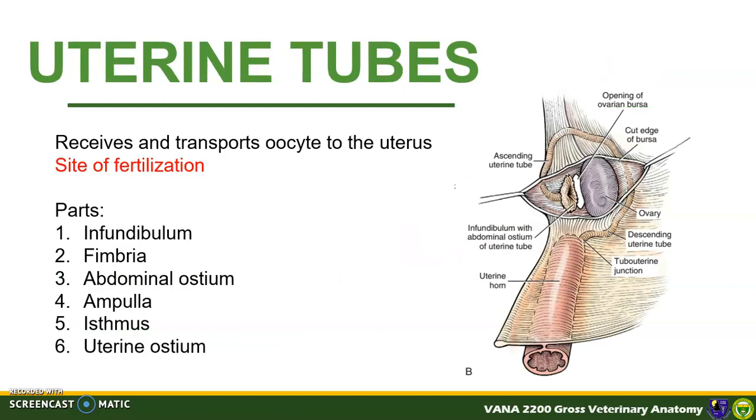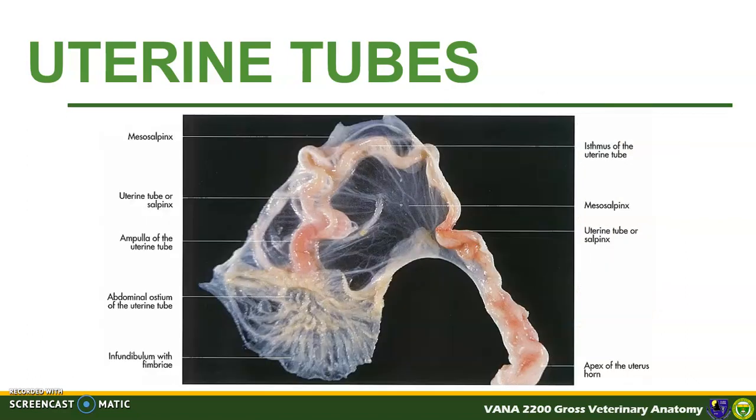Now let's move to the uterine tubes. The uterine tubes are also known as the oviducts or the fallopian tubes. These are paired, convoluted tubes that conduct the ova from each ovary to the respective horn of the uterus and are the usual site of fertilization of ova by the spermatozoa. It is composed of the infundibulum, the fimbria, the abdominal ostium, ampulla, isthmus, and the uterine ostium.